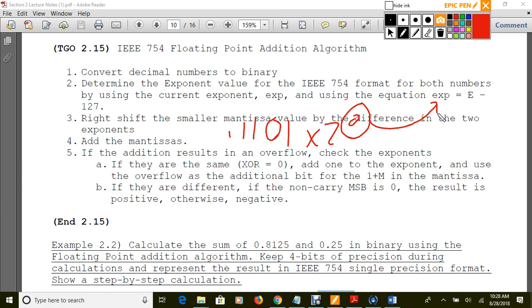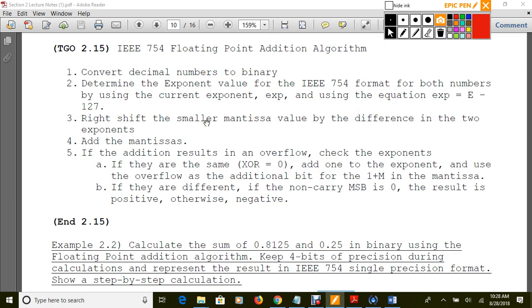I'm sorry, if you put in the mantissa, this becomes 1.1010 times 2 to the negative 1, right? And so E becomes 126. So that's how you represent that there.